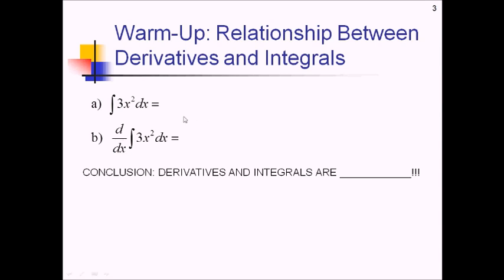So for the first one, antiderivative of 3x squared, we can use our reverse power rule. Exponent becomes a 3. Dividing by that new exponent, the 3's cancel, so this is just x cubed plus c. Next, we're taking the derivative of what we just did in part A. So this is really just the derivative of x cubed plus c, which is just going to be going term by term using our power rule, 3x squared, and then that c becomes a 0. Well, look at that. We took the derivative of an antiderivative, and we got what was inside the integral.